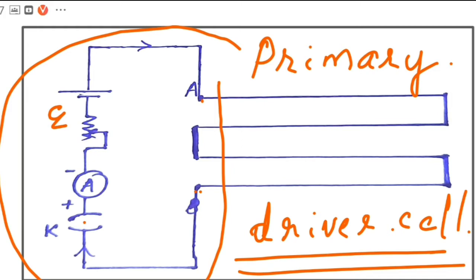Okay, you have a rheostat. By using the rheostat only we can vary the current in this driver circuit. To measure how much current is there, we have a meter, and to switch it on and off we have the key. So when we close the key, current will be passing through the driver circuit as shown in the diagram.